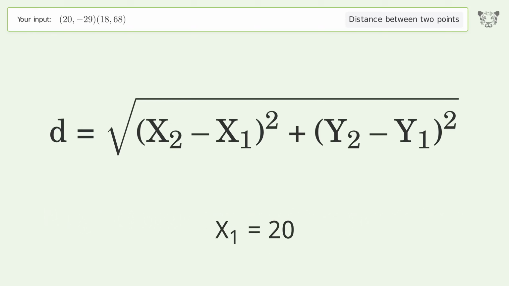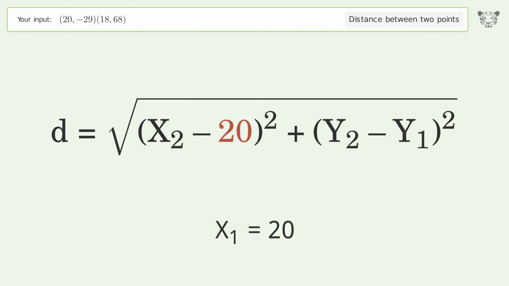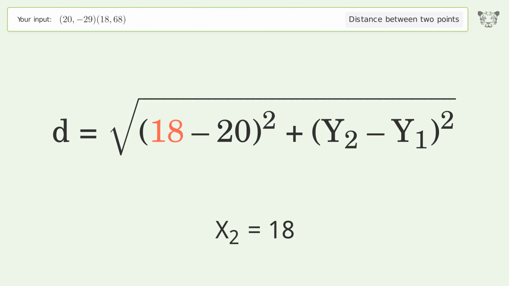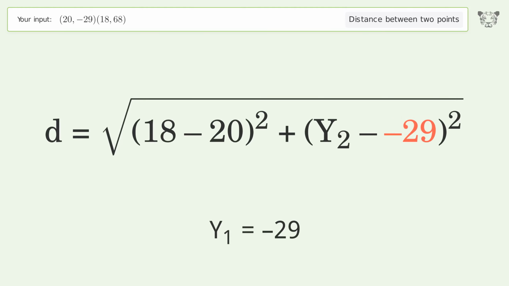x1 equals 20. x2 equals 18. y1 equals negative 29. y2 equals 68.